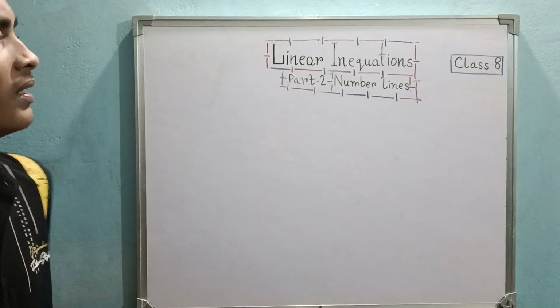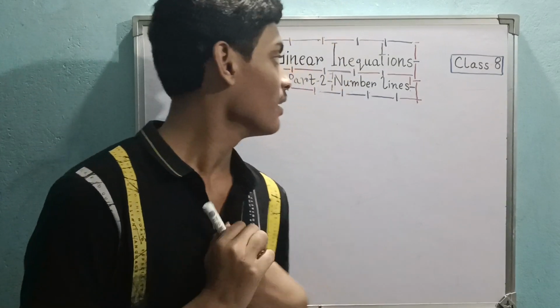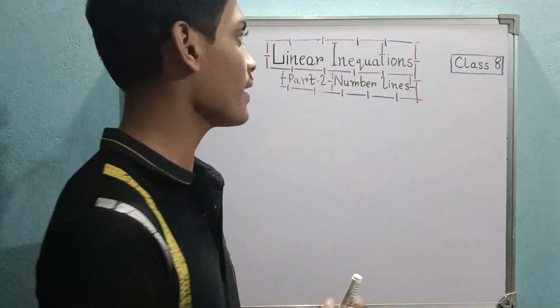So as you can see, this is part 2 for the chapter of linear inequations for class 8 named number lines. So we are going to a very interesting part actually.